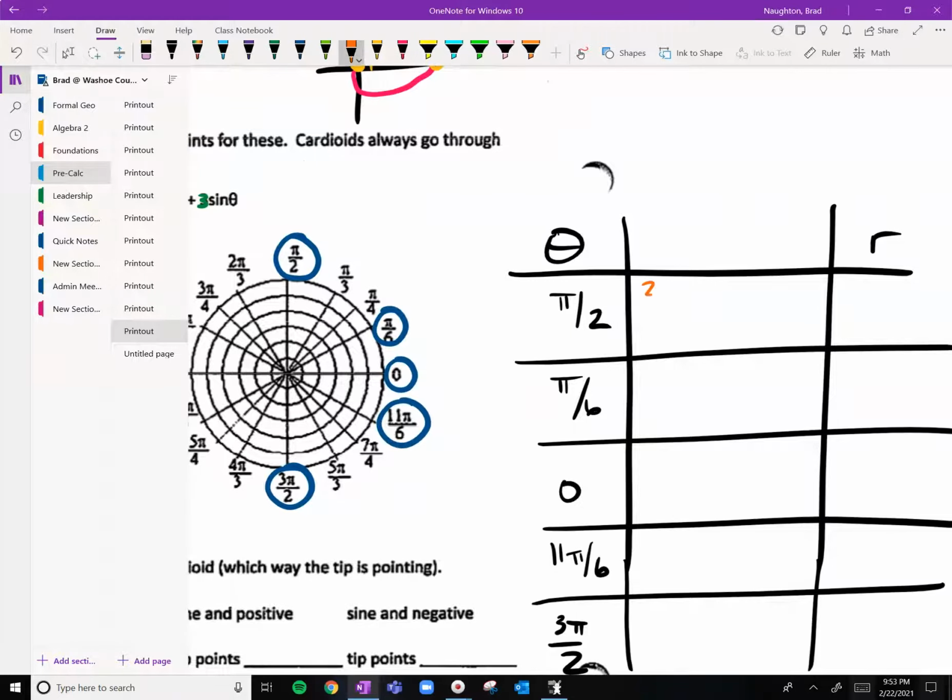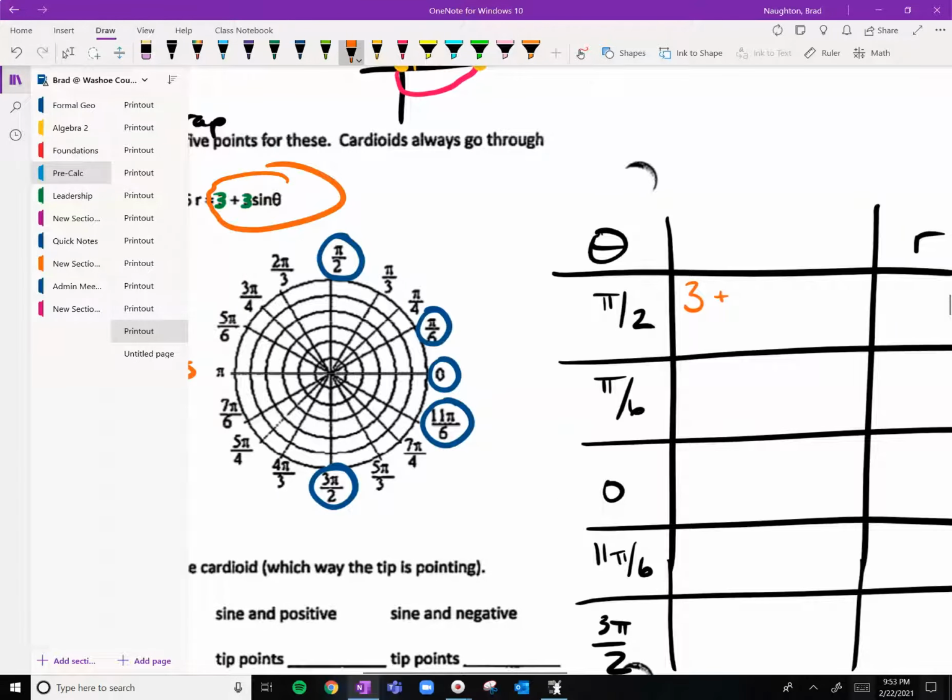So this is going to be 3 plus 3 sine theta. So 3 plus 3 sine pi over 2. So at pi over 2, that's going to be 1. So 3 plus 3 times 1 is going to give us 6. So 1, 2, 3, 4, 5, 6, all the way there at the top.